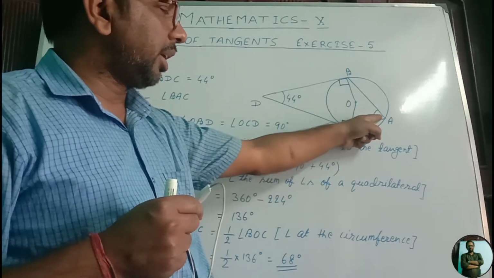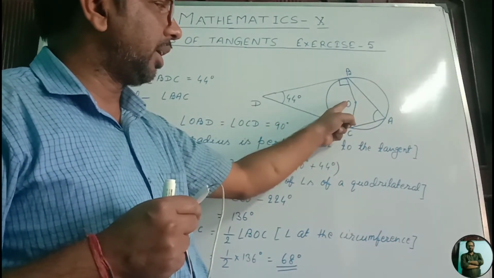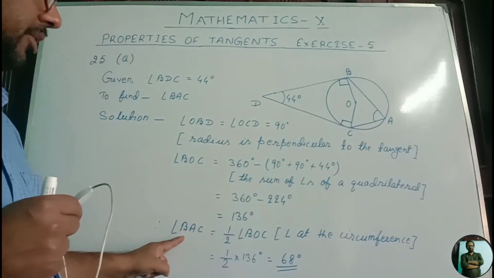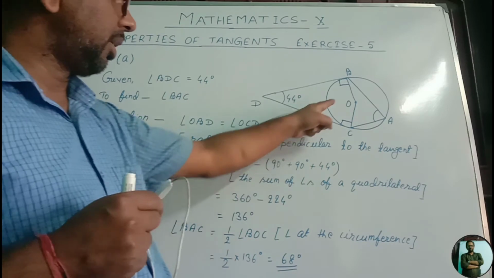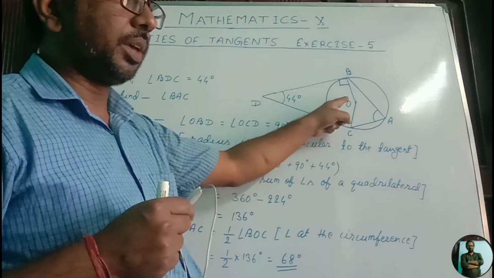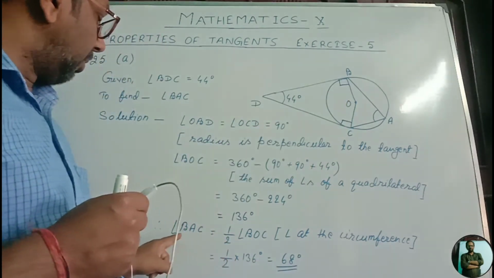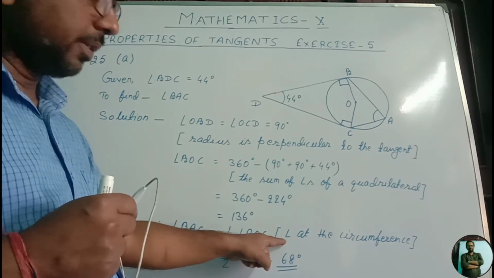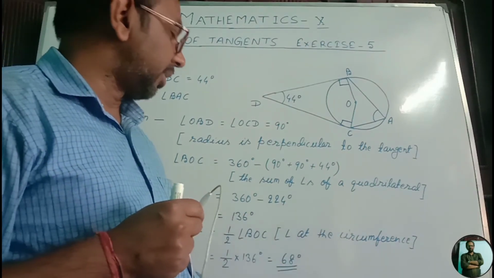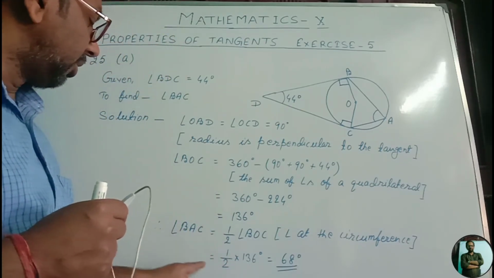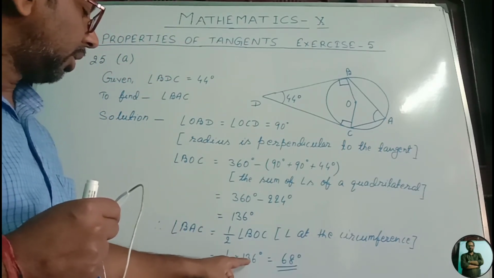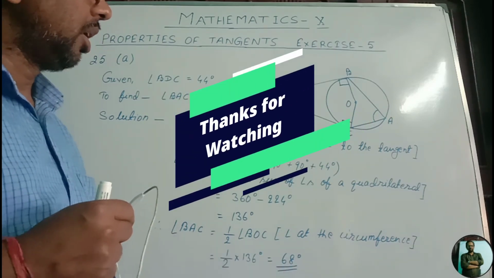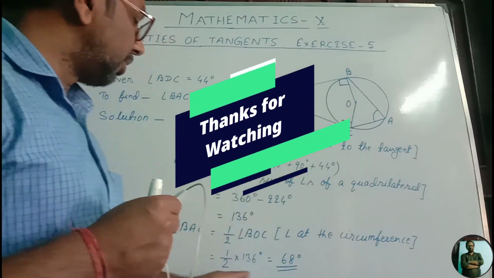Now this angle is the angle at the circumference for this angle at the center. So angle at the circumference, that is angle BAC, is equal to half of angle at the center, as you know from the angle properties. Angle BAC equal to half of angle BOC. I have written the reason also, angle at the circumference. So angle BAC is equal to 1 by 2 into 136. I simplified it and I got the result 68 degree. So angle BAC equal to 68 degree.